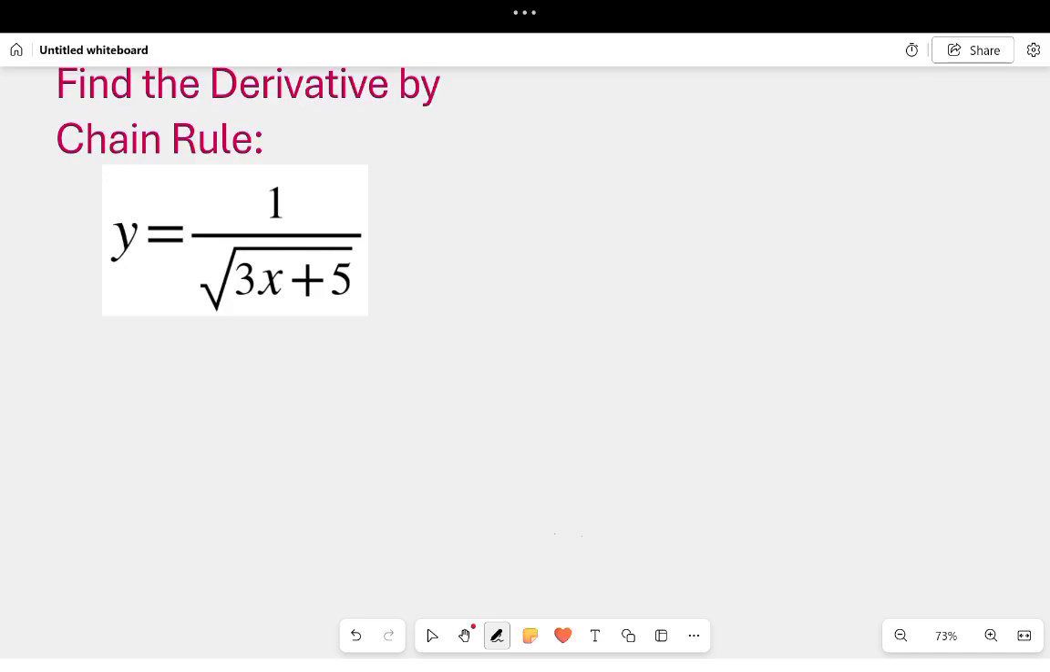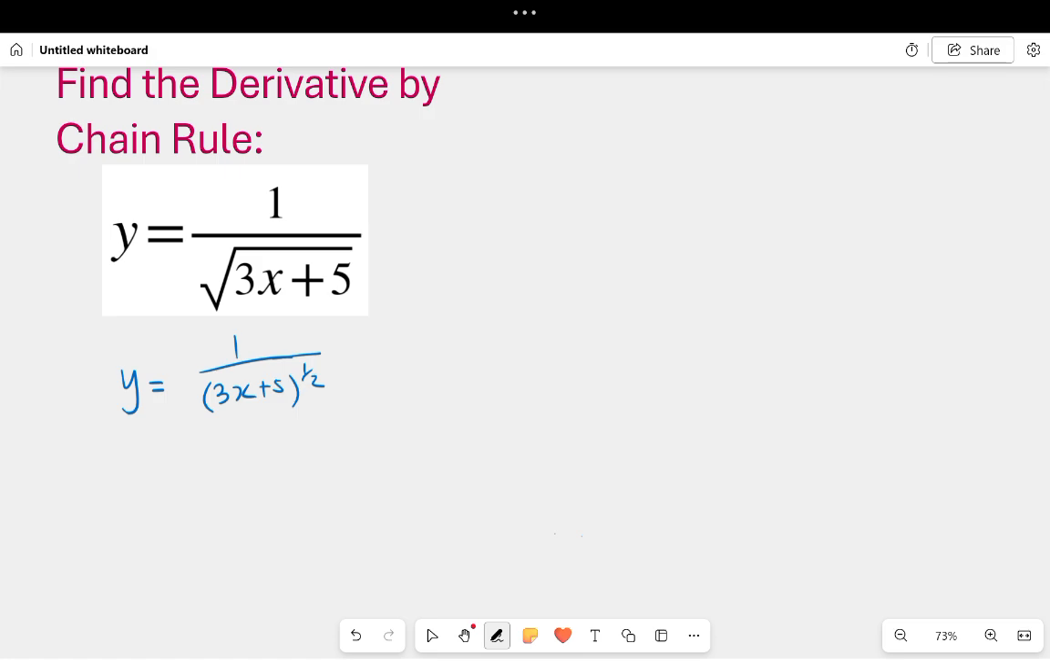So for us, our first step, we are going to remove the radical sign in the denominator. So it's going to be 1 over, instead of the square root of 3x plus 5, it's going to be 3x plus 5 raised to power a half, because we know the power of a half is just like a square root.